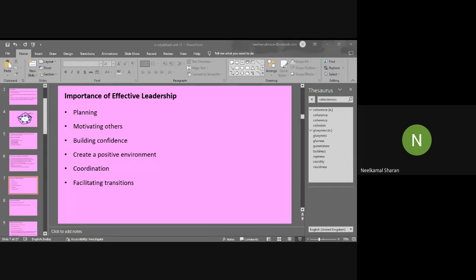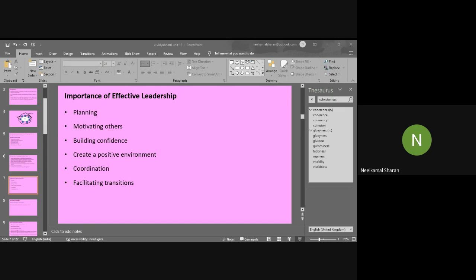Building confidence. A quality of a good leader is being self confident. As a leader, you should be self confident, and along with this, you need to build confidence among the members of the group. It is important that you should be able to build the confidence of the members of the group. Like, yes, you can do that, you have the ability to do it, you can do this. So like this, the effective leader builds confidence among the members of the group.